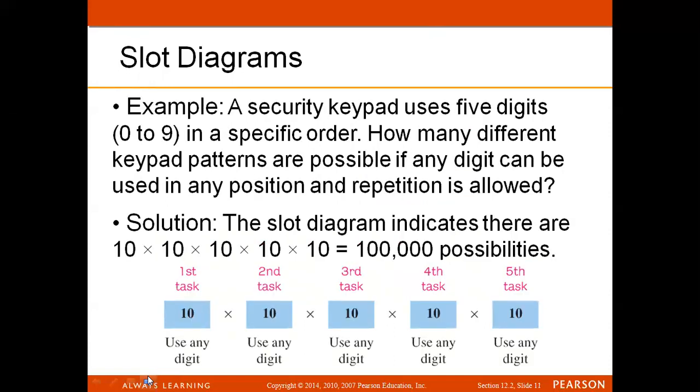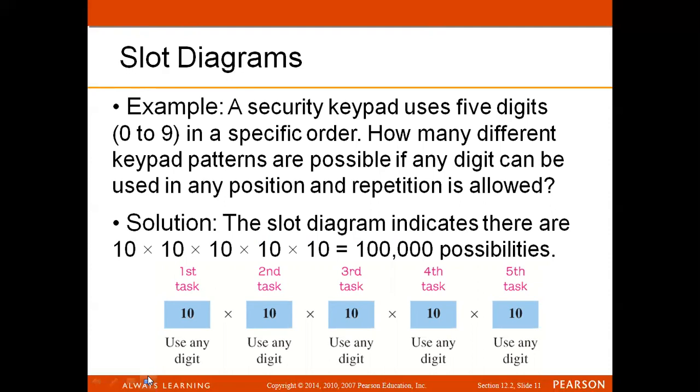A security keypad uses 5 digits, 0 to 9, in a specific order. How many different keypad patterns are possible if any digit can be used in any position and repetition is allowed?